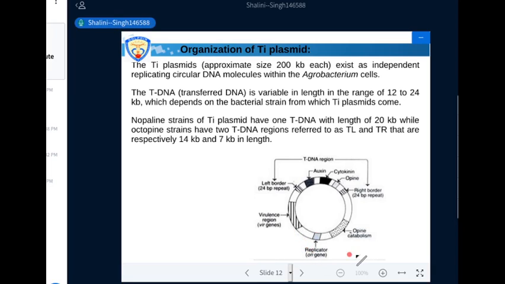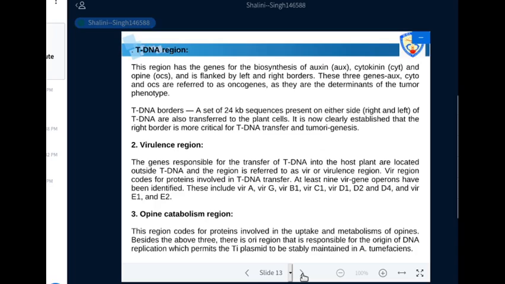In this Ti plasmid, this is the origin, that is the origin of replication. These are the opine catabolism genes. This is the region having virulence genes, the vir genes. This is the left border and this is the right border. Anything between the left border and right border is known as the T-DNA region. And it mainly contains genes for hormone synthesis, auxin and cytokinin, and genes for opine synthesis.